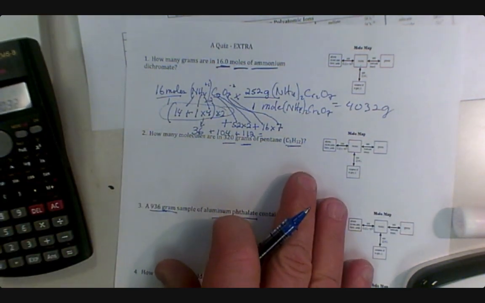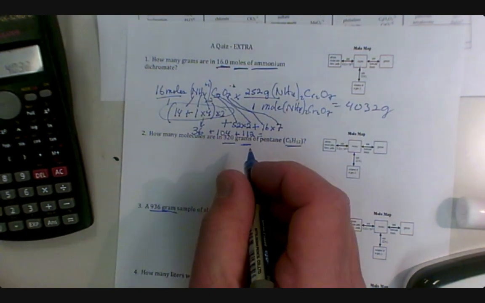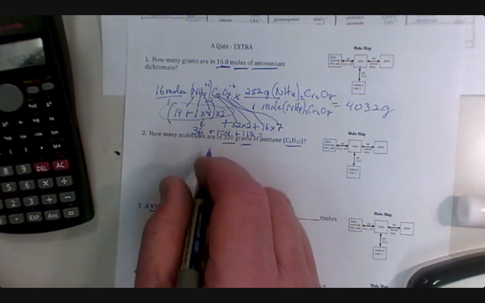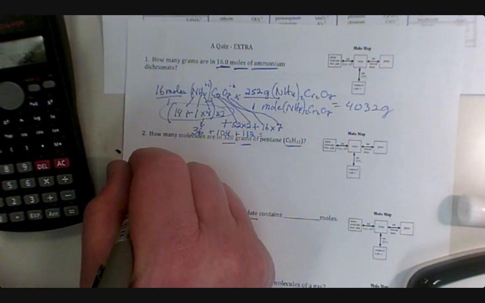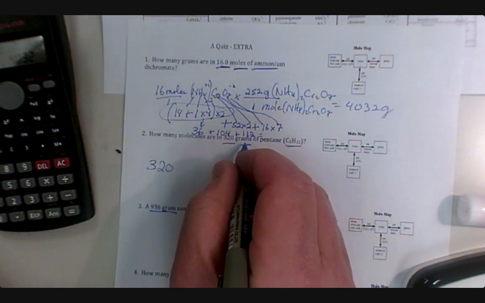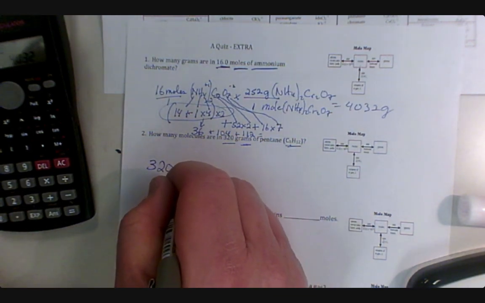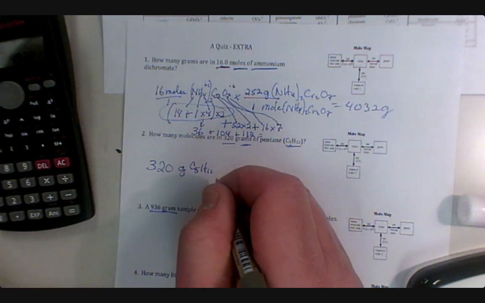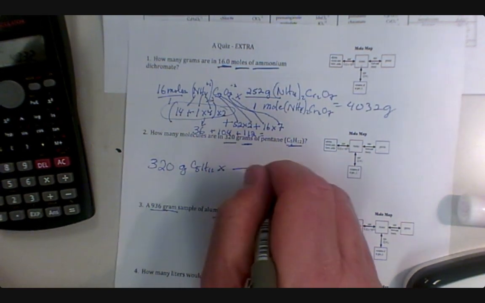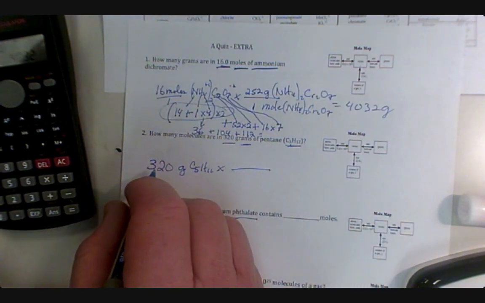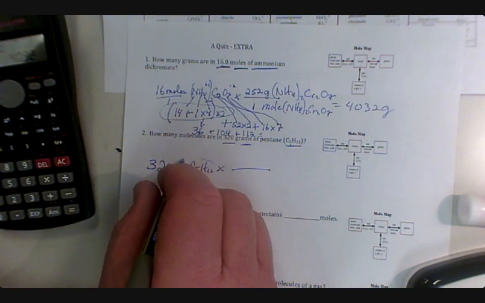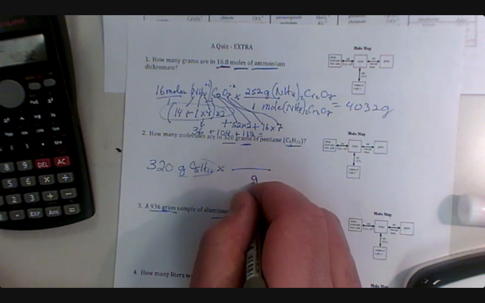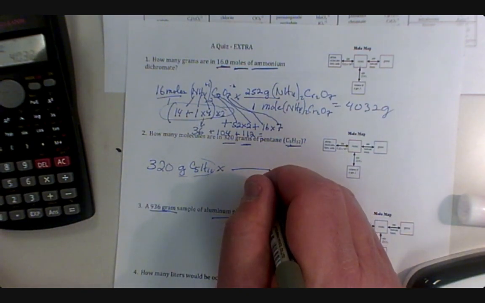Now let's take a look at the next one. We've got 320 grams of pentane. So remember, you write down the number, the units, that's grams of C5H12. All right. Now we're going to multiply by a ratio. Whatever is here goes on the bottom except the number. The number does not go down there. So it's grams of C5H12.